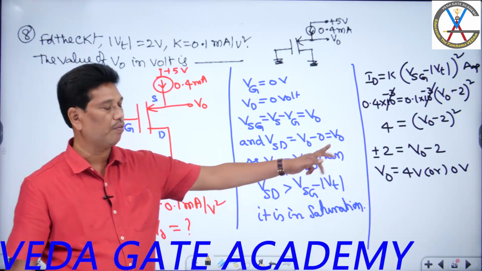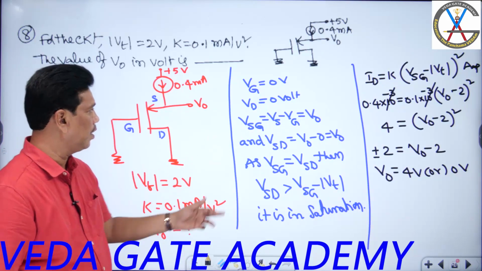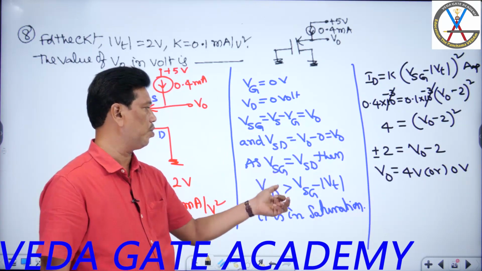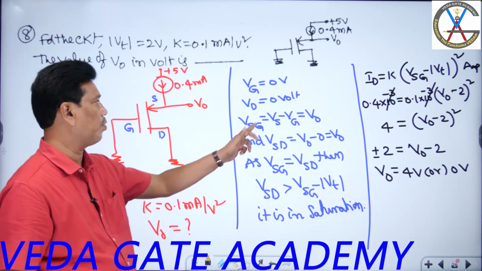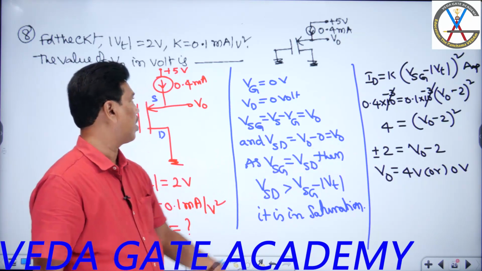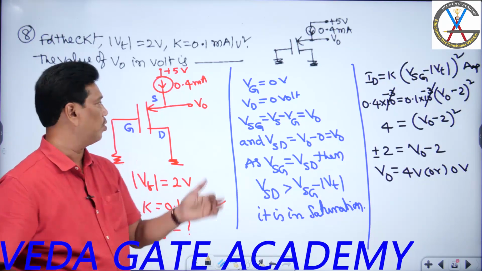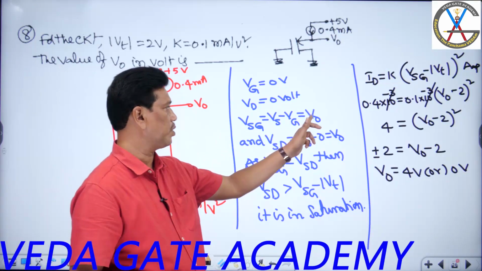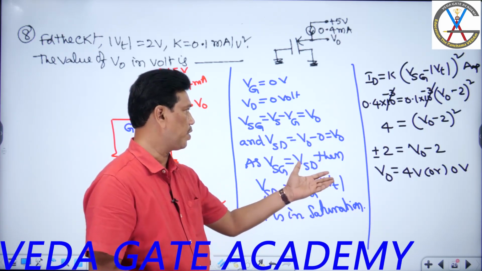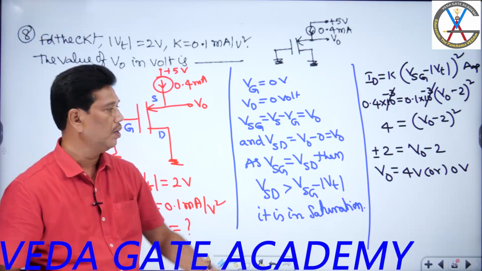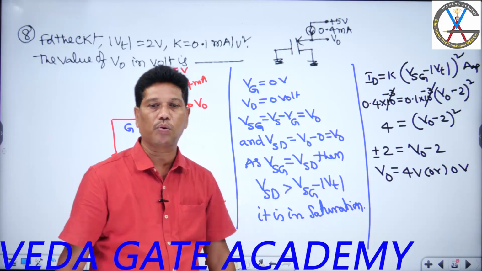So that may be 4 volt or 0 volt. Which one should be right? Suppose I take V0 equal to 0 volt, what happens? Vs must be 0 volt, so that is not possible, because the current is flowing there and the transistor is not in cut off mode. If V0 equals 0, then Vs is 0 and VSD is also 0, so the transistor is in cut off mode. Not possible. So as Vs is not equal to 0, V0 must be equal to 4 volt.